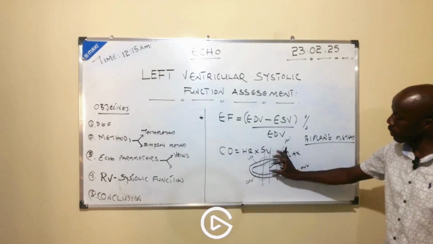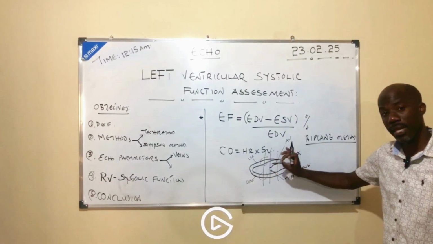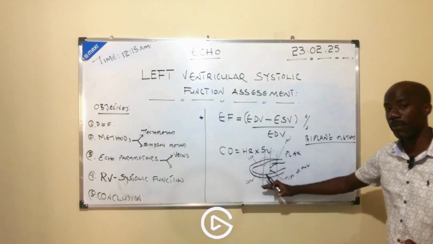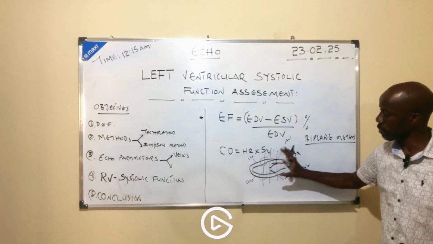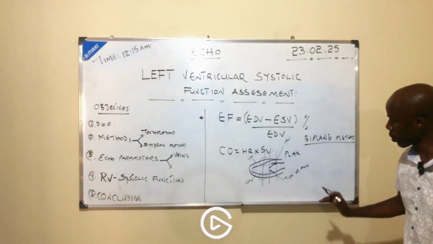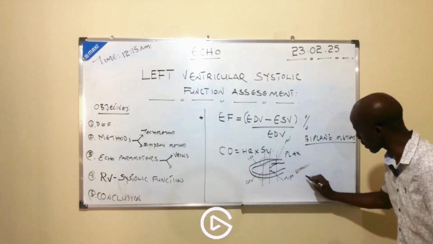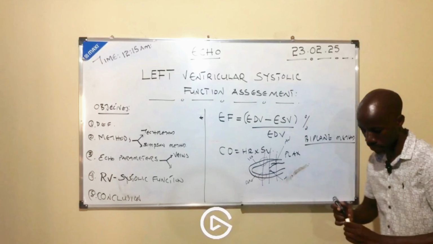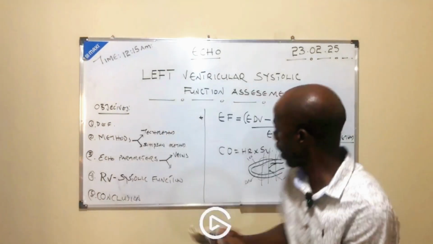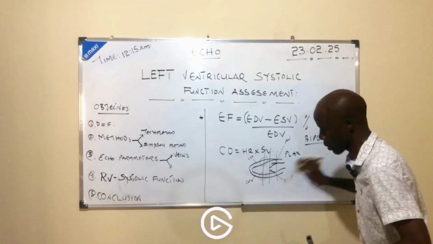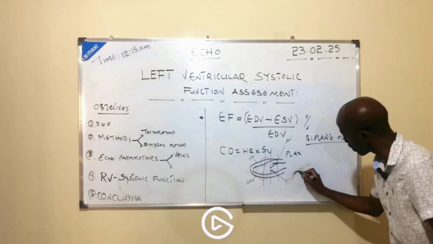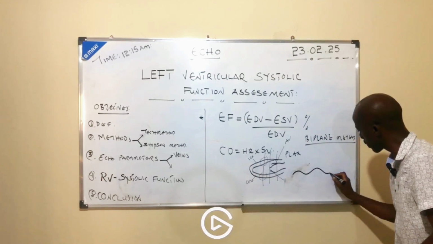So during systole, remember the cardiac cycle and the timing of this cardiac cycle is measured by M-mode. So the best modality to use to quantify this is the M-mode. You are going to have something like this, which is very, very important.